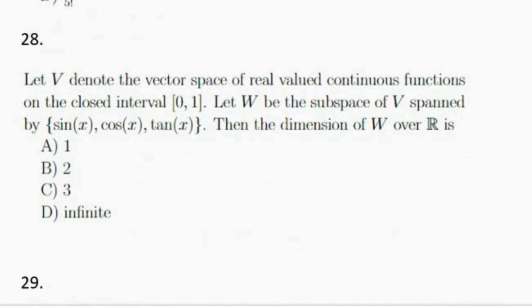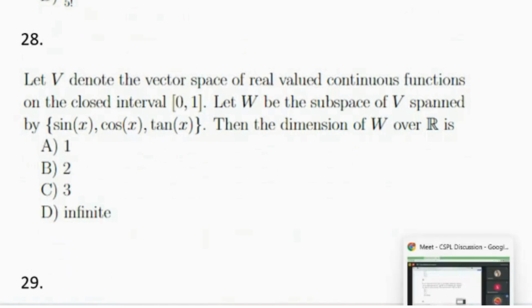Now we have a vector space V of real valued continuous functions on the closed interval 0 to 1. W is the subspace of V spanned by sin x, cos x, tan x, and we need to find the dimension of W over R. So essentially, the dimension of W over R means the number of vectors in the basis of sin x, cos x, tan x, or we can also interpret it as the number of independent functions among sin x, cos x, and tan x.